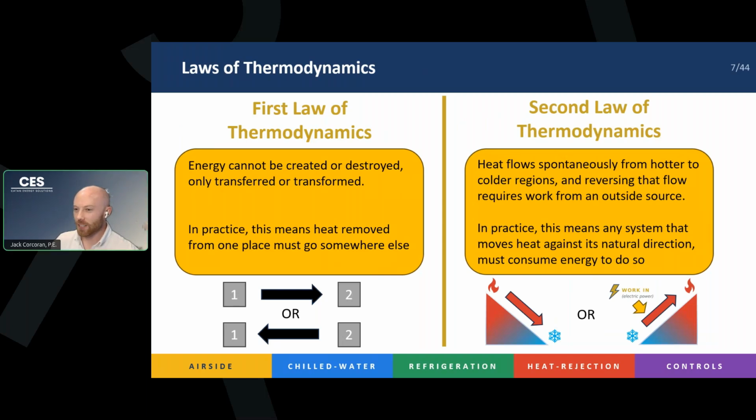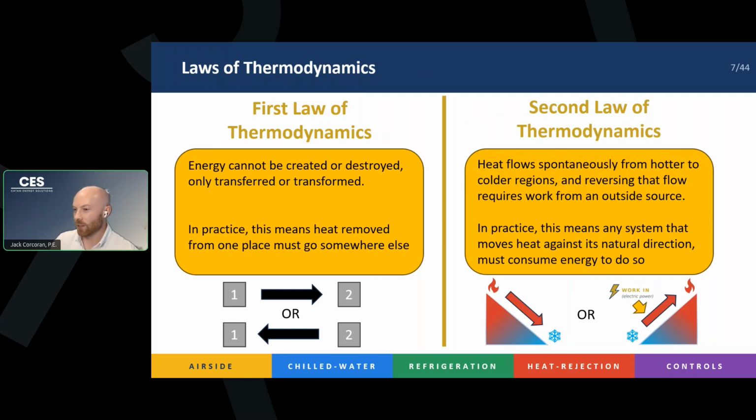The first law says you cannot destroy energy. It can only be transferred or transformed. For us in practice, this means that when we remove the heat from one space, we have to actually move it into another one. I love pictures, so there are going to be a lot of pictures in this presentation. So, icon 1 to 2 or vice versa, 2 back to 1. You can't just wave your magic wand and poof, your heat is gone. It actually has to move somewhere else.